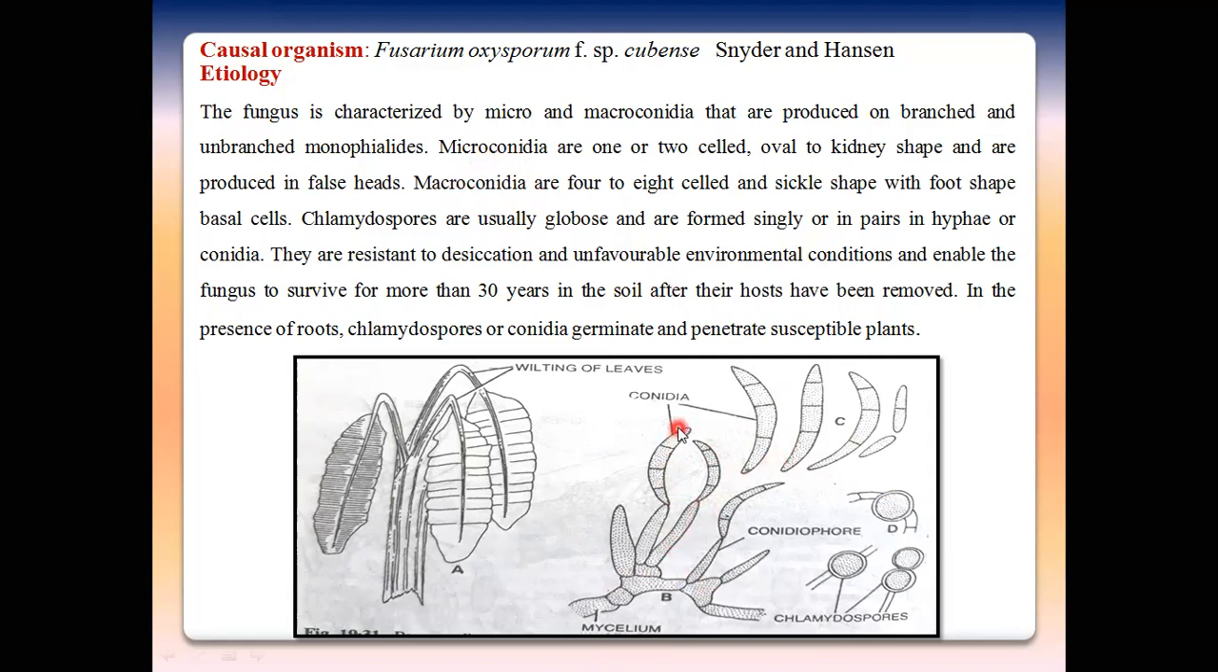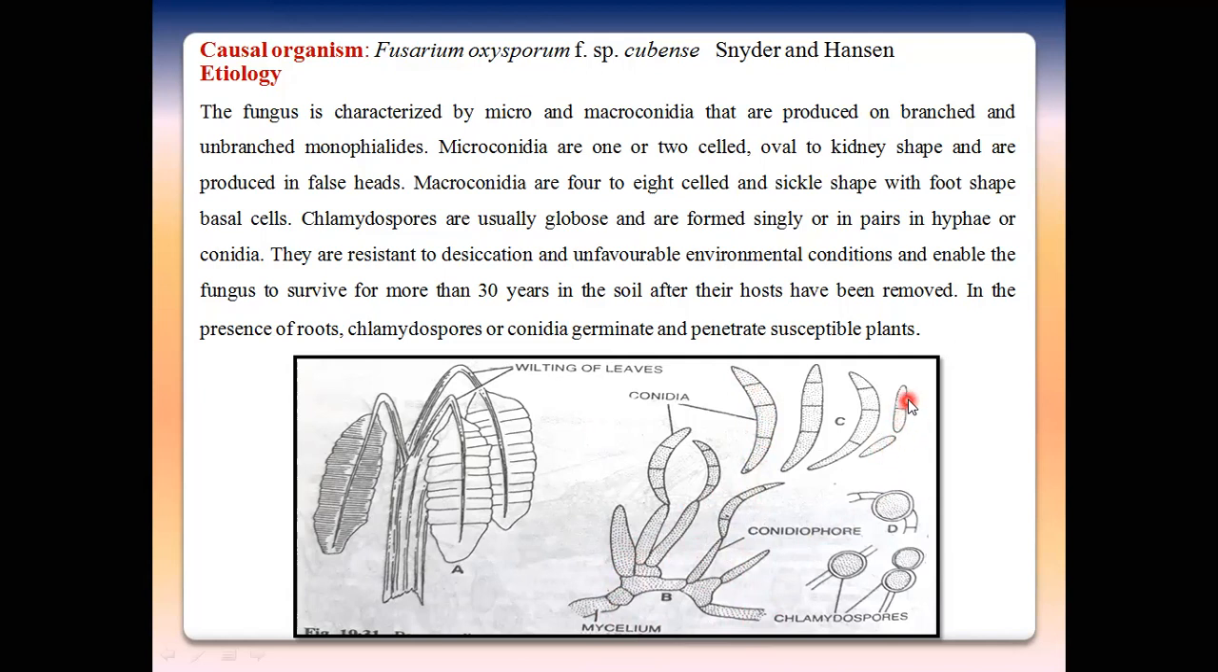So you see this conidia; this conidia is known as the macroconidia. These macroconidia are four-celled to eight-celled, and generally sickle shaped. So four-celled up to eight-celled macroconidia are generally produced within these sporodochia spore fruits. Then another conidia is known as the microconidia. This microconidia is one-celled or two-celled.